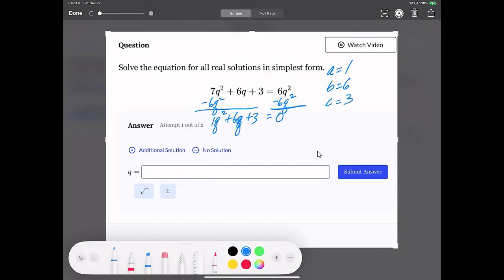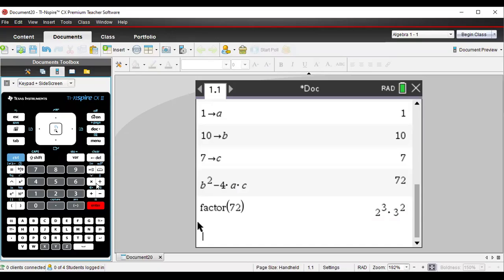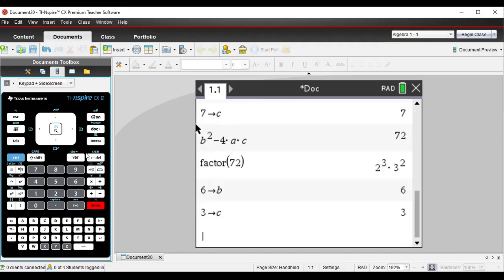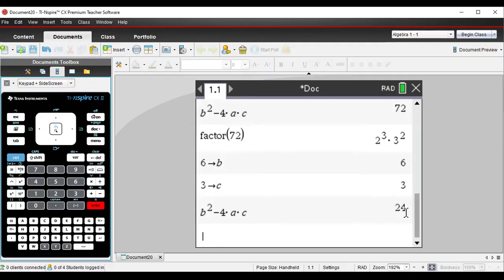So from here, I just grab my calculator, and I'm going to do the A is already 1 from the last problem, so I'm not going to do that. I'm going to do 6, store that into B, and then 3, store that into C. And then I'm just going to look at the determinant, the b squared minus 4ac part. This tells me everything. All right, so this is 24.